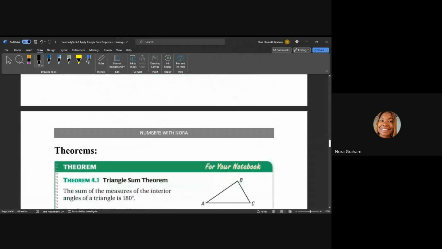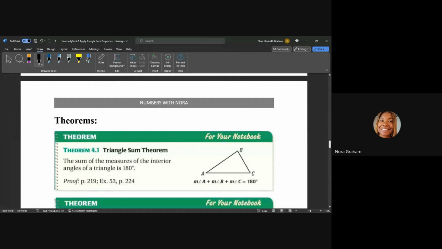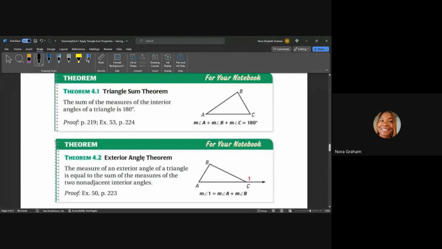Let's move on. So let's go over some of the theorems that we'll see in 4.1 and then throughout chapter 4 as well. So this first theorem is the triangle sum theorem. This theorem is basically saying that all my interior angles of a triangle will always sum to 180 degrees. I also have the exterior angle theorem. This is saying that the measure of an exterior angle of my triangle is equal to the sum of the measures of the two non-adjacent interior angles. I like to think of it as my outside angle of my triangle will always be equal to the sum of the two angles that are far away from it or not touching it.